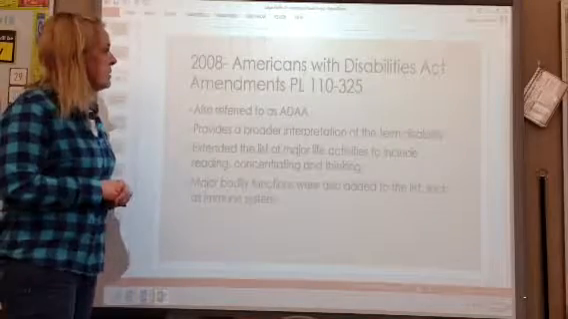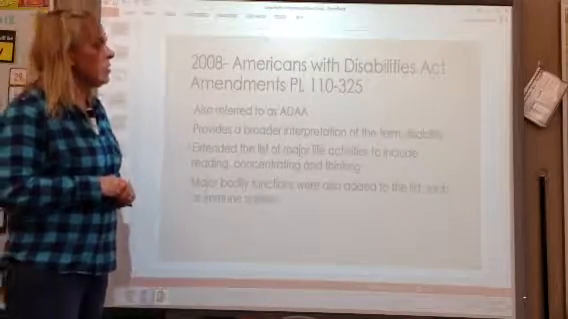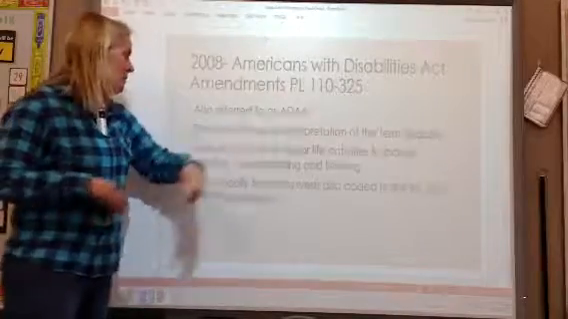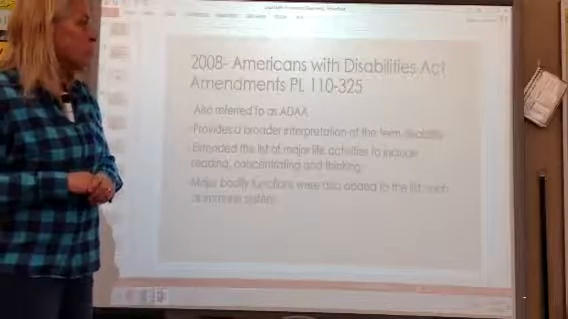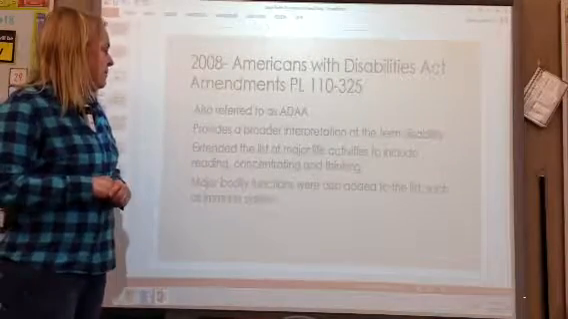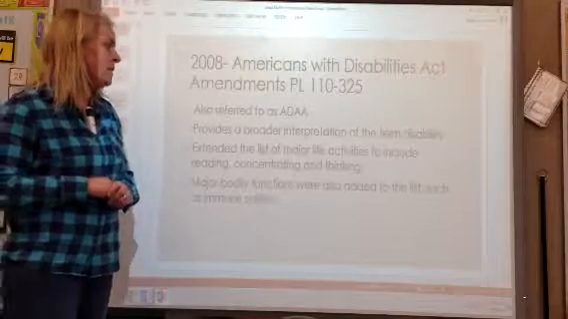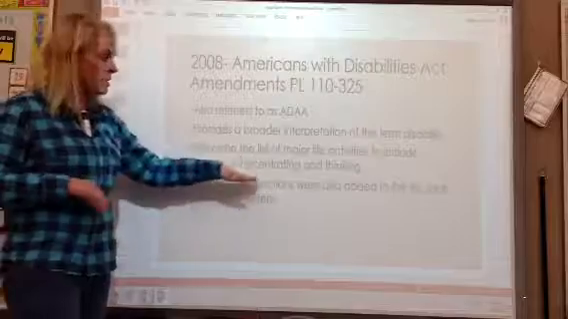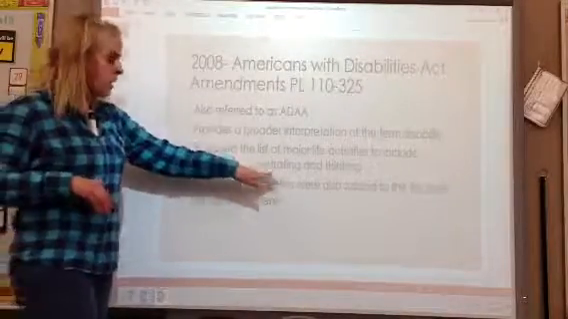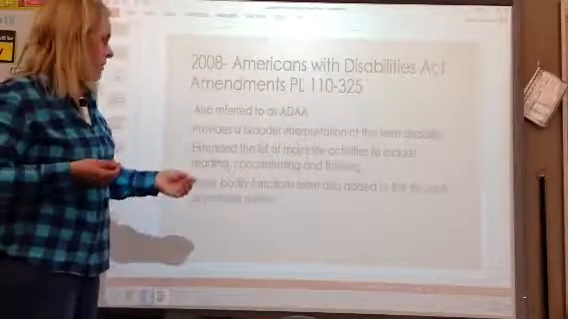2008 Americans with Disabilities Act Amendments, PL 110-325. This is also referred to as the ADAA. This provides a broader interpretation of the term disability. It extends the list of major life activities to include reading, concentrating, and thinking. So if children are having a hard time with reading, concentrating, and thinking, this now covers that disability.